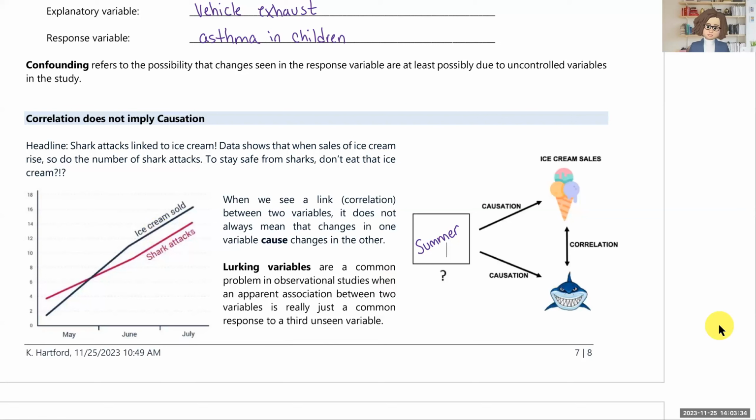All right, and that ends our introduction to statistics. And next we'll go on to learning how to gather data and summarize it and graph it.